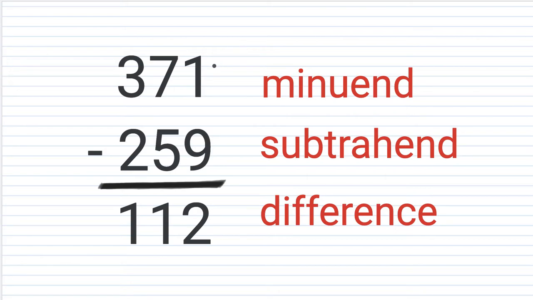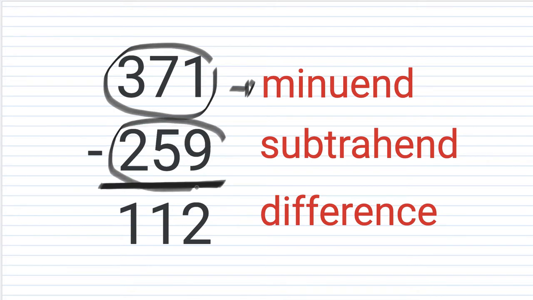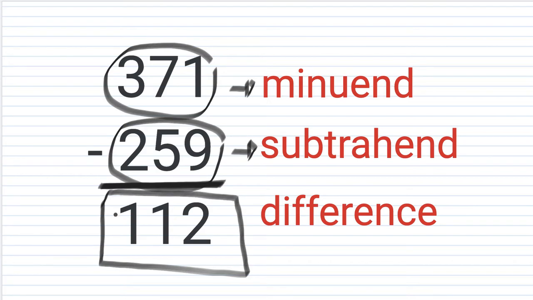I have the number here, 371 minus 259, and that is 112. The number here, 371, is what we call the minuend. The number here, 259, is what we call the subtrahend. And the answer in subtraction, this 112, is what we call the difference.